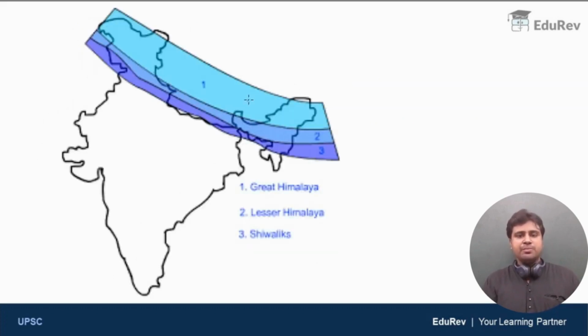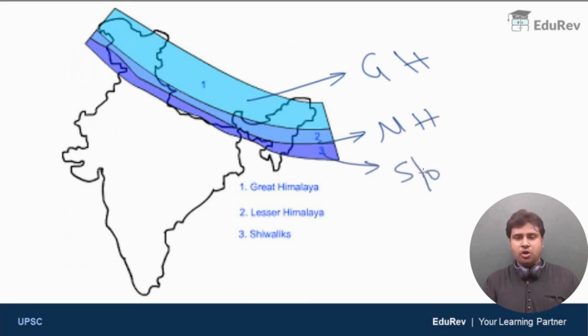So the region that is marked 1, this is the region where you find Great Himalayas. And the region that is marked 2, this is where you find the Middle Himalayas. And the region marked 3, you find Shivaliks or Outer Himalayas. Clear? So I hope you got some clarity, guys. So let me just proceed.